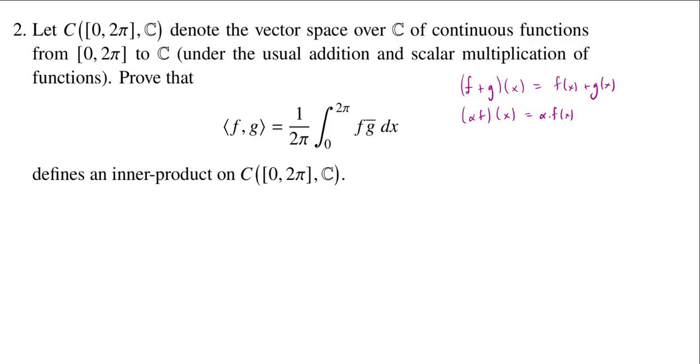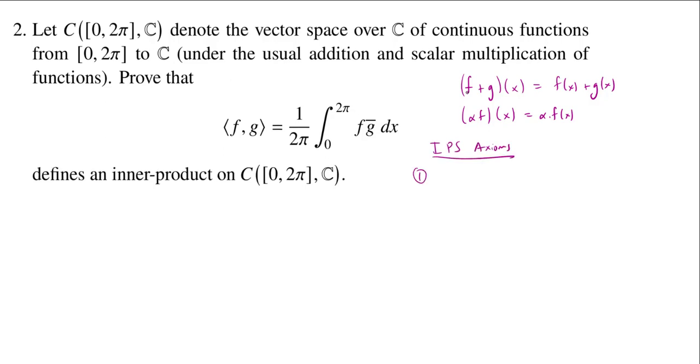Okay, and we want to prove that the following function, let's see, you're going to take two continuous functions f and g. We're going to multiply 1 over 2 pi by the integral from 0 to 2 pi of f times g bar. And we want to show that this function actually is an inner product on the vector space. All right, so in order to show we have an inner product, there are 4 axioms we have to check. So these are the inner product space axioms.